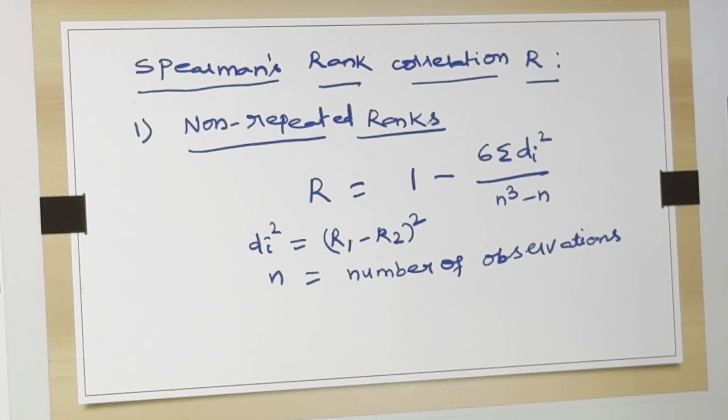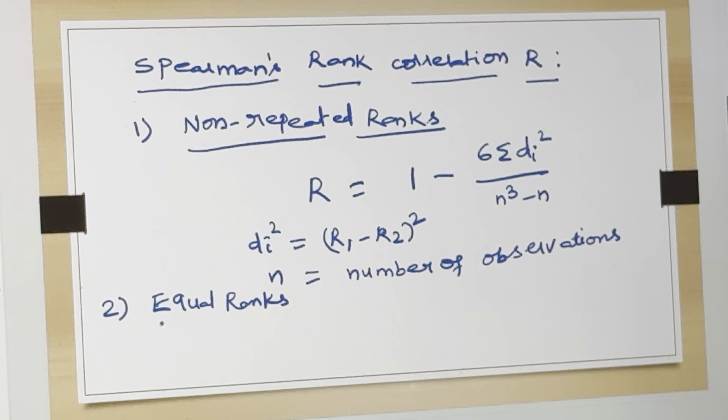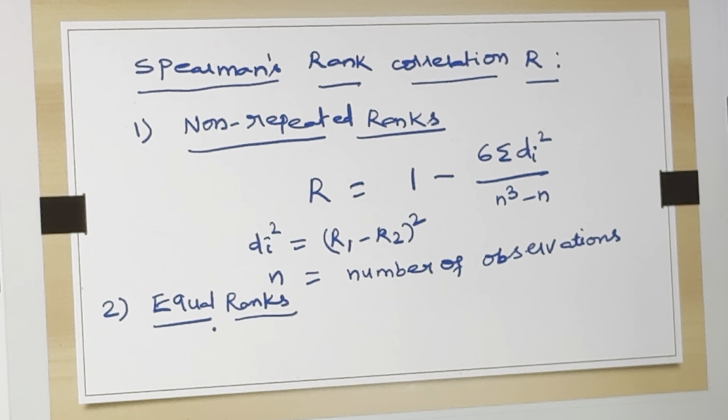Now we have one more formula which is given for equal ranks. If any value is repeated, then you are going to use the concept of equal ranks. While solving the sum, I will be explaining the concept of equal ranks. For equal ranks, what is the formula given?